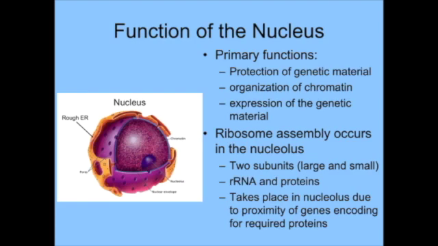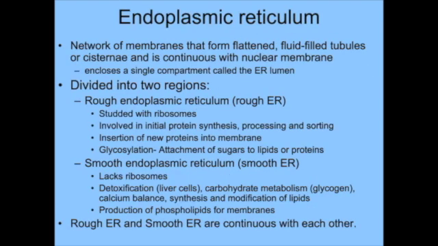Ribosome assembly occurs in the nucleolus, where both the large and small subunits are formed. We also find the ribosomal RNA and RNA proteins in there. And it takes place in the nucleolus because it's so close to the genes that are required for encoding them. So the nucleolus is where ribosomes are made. But those ribosomes, just so you know, will not become functional until they enter into the cytoplasm.